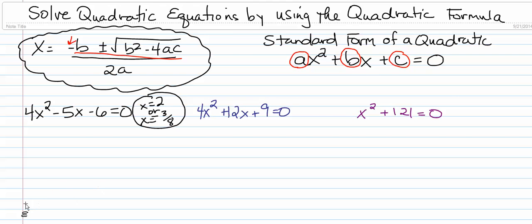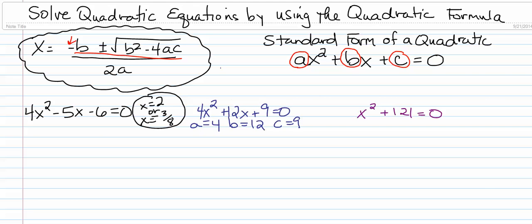Okay, next one. Again, I want to determine what my A, B, and C are. A is 4, B is 12, and C is 9. This time they're all positive, but that doesn't mean that everything's going to stay positive in the whole quadratic formula. We have to just make sure we're careful when we solve.